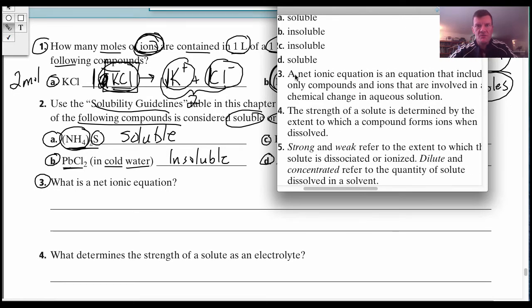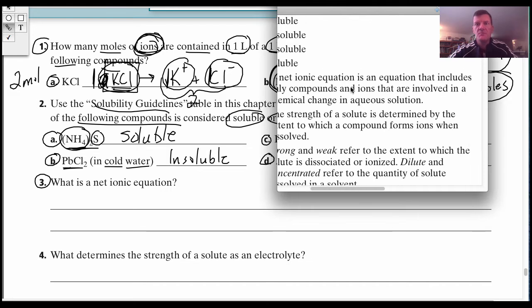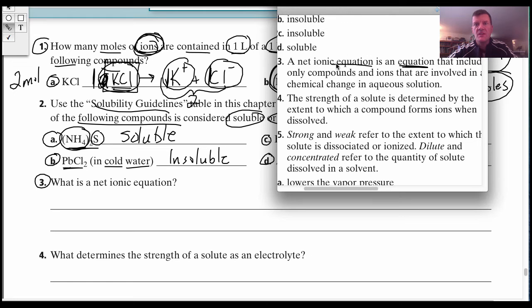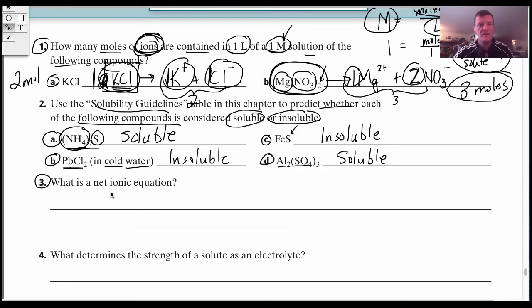And we'll abbreviate this. We'll summarize this, okay? It's basically the equation that shows the compounds and ions that are involved in the chemical change. If something is in the equation but it's not involved in the chemical change, producing something new, we get rid of it. Those are called spectator ions, okay? In order to come up with a net ionic equation. So this is the equation that only shows the compounds and ions involved in the chemical change in an aqueous solution. Okay, you can write that down right here.